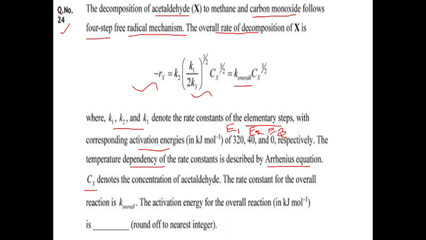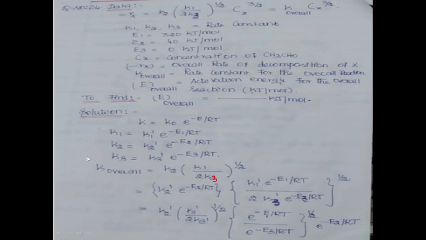Cx is nothing but the concentration of acetaldehyde or concentration of X. The rate constant for the overall reaction is K overall. The activation energy for the overall reaction is asked in kilojoule per mole. So the objective of this problem is to determine the E overall. This is the activation energy, so the overall reaction activation energy, E overall in kilojoule per mole. After calculating the E overall value, we have to round the result to the nearest integer. Okay. Data.